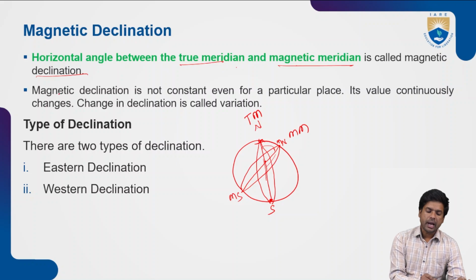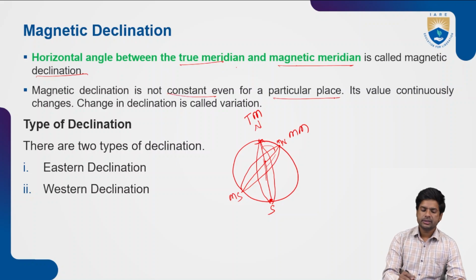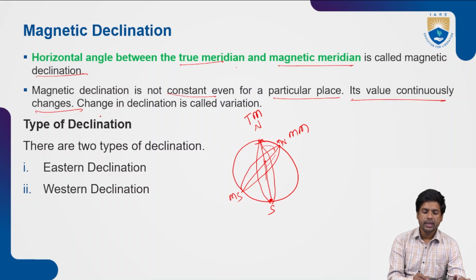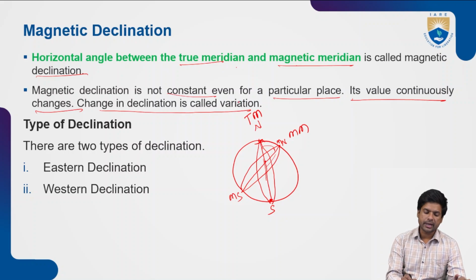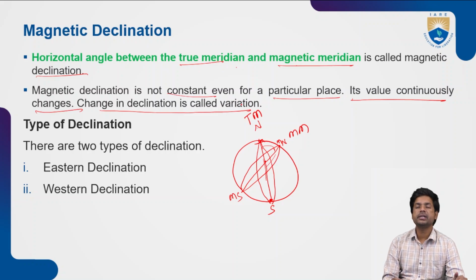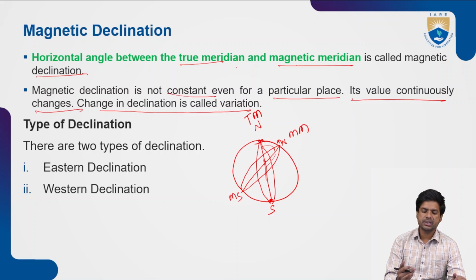The magnetic declination is not constant, even for a particular place. With respect to place and time, it is going to change. Its value continuously changes. Changing declination is called a variation. From one place to another, or from one time to another, the magnetic meridian will change, so the magnetic declination will change. That change is called variation. Here we have different types of declinations.